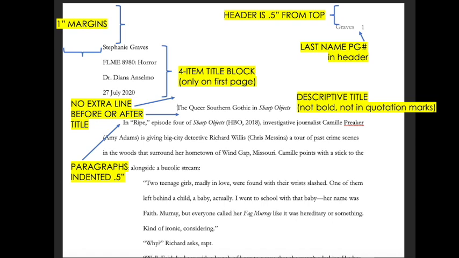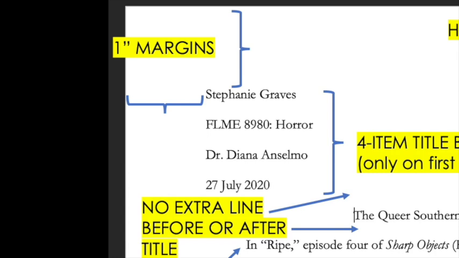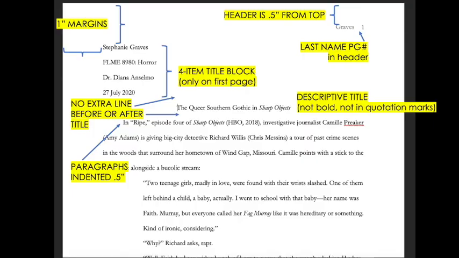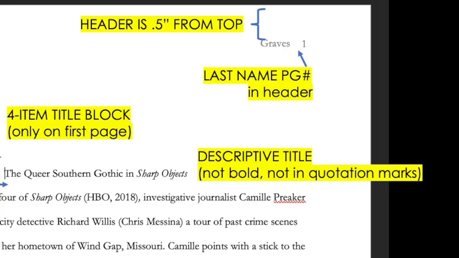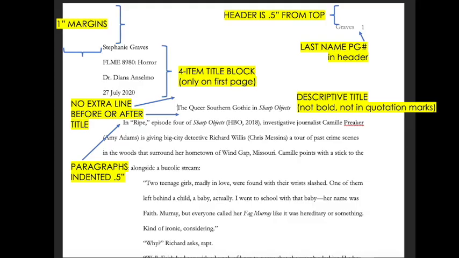First, you have the 1-inch margins. You have the top, left, and the side all 1 inch from the edge of the page. I'll show you where to set that up. The header, however, is different. It is 0.5 inches from the top of the page, right? So you can see how this is a higher line than this. This is where your last name and page number come in.